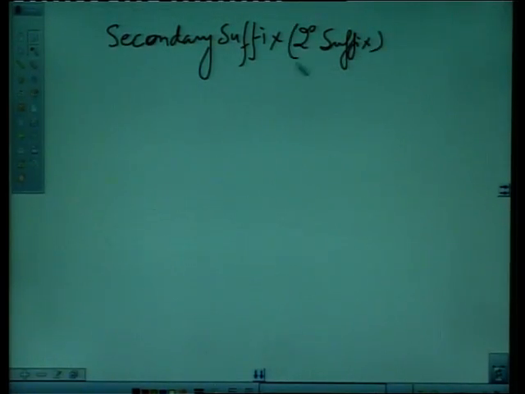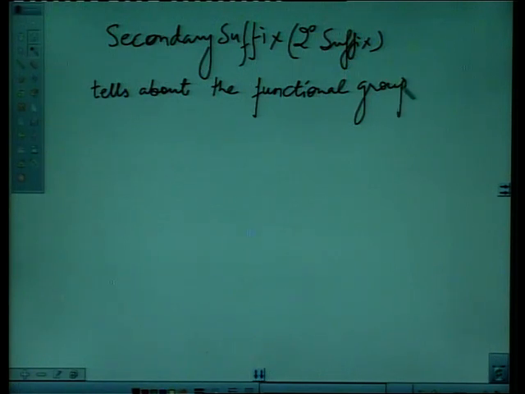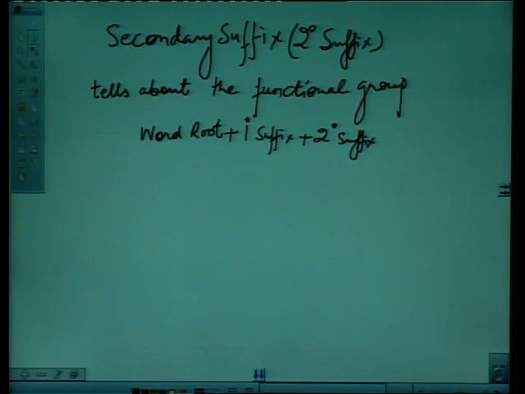Secondary suffix tells about the functional group. It is attached behind the primary suffix. So, word root plus primary suffix plus secondary suffix. It is placed behind the primary suffix. So, secondary suffix tells about the functional group.